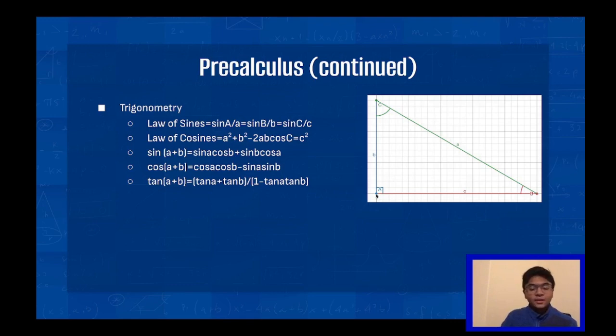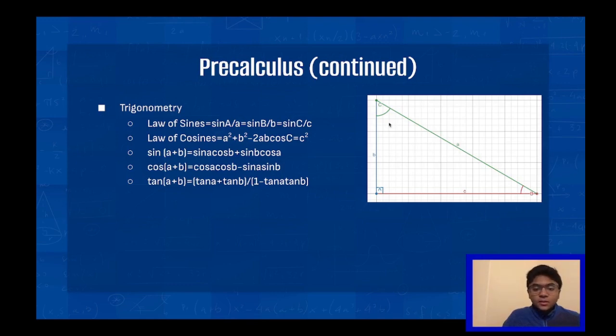So the sine of angle A over the side length A, the sine of angle B over the side length B, and the sine of angle C over the side length C are all equivalent fractions. So this helps when you're trying to find an unknown angle or unknown side length. Next is the law of cosines. If you have two sides and the angle in between and you want to find the third side, or you have all three sides and you're trying to find the angle, you can use the law of cosines to find it.